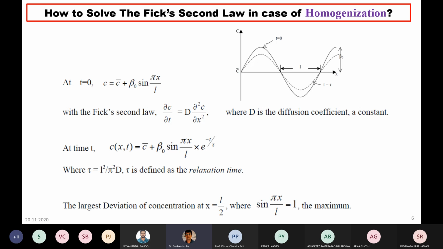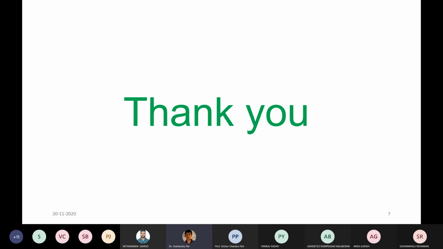So now you understand that the application of the second law is very viable, even in very simple or practical cases of homogenization of a metallic specimen, if you are talking about the metallurgical engineering aspect. This is a good example of understanding how to solve Fick's second law if you are taking care of a case of homogenization. So today's lecture is over. Thank you.